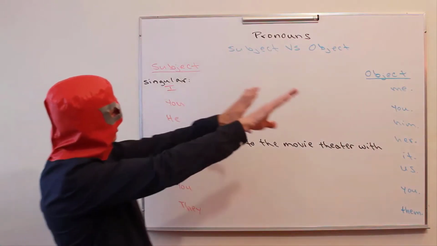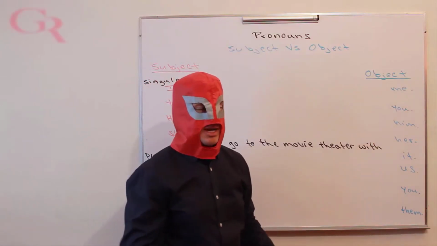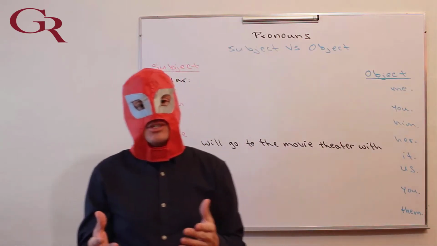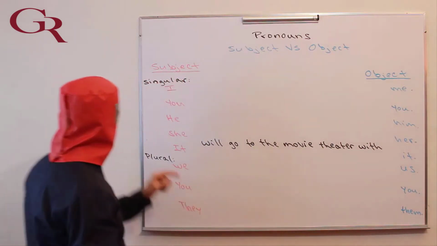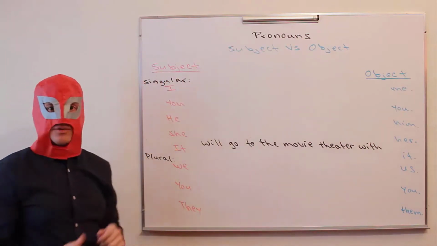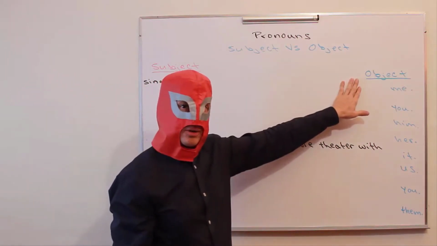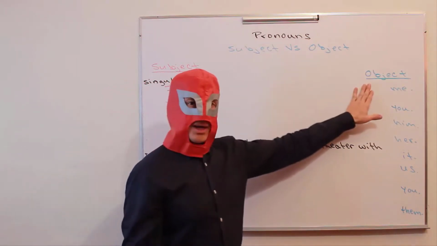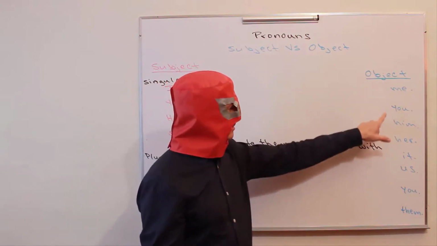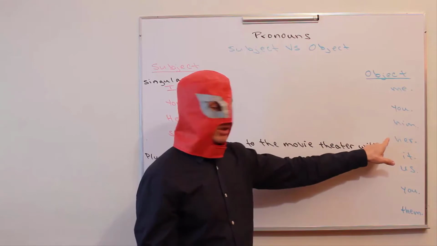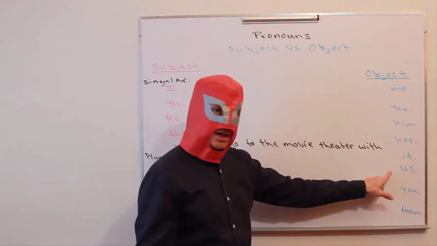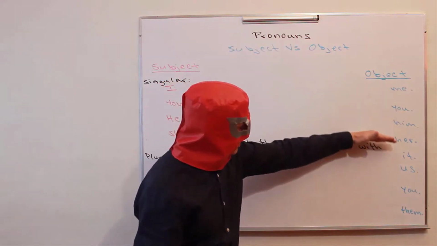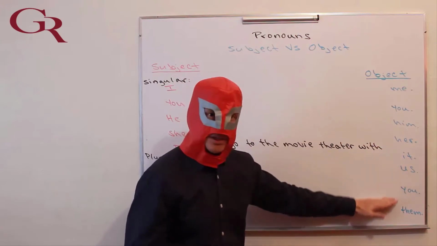Okay? Now over here on this side, we have object pronouns. Now remember, don't forget, a pronoun takes the place of a noun. So instead of saying John, for example, I can say he, in the case of a subject pronoun. In the case of an object pronoun, instead of saying John, I can say him. Okay? So once again, my object pronouns are me, you, him, her, it, us, you, and them.